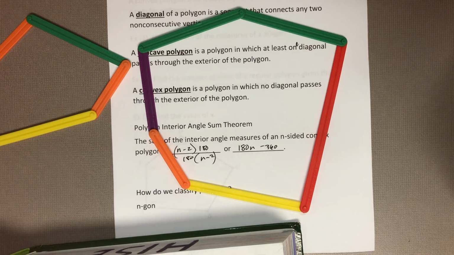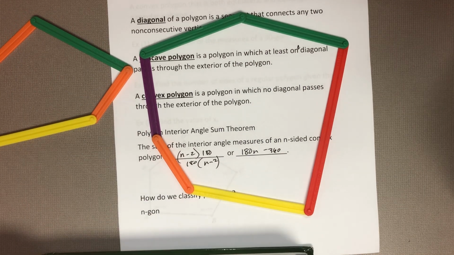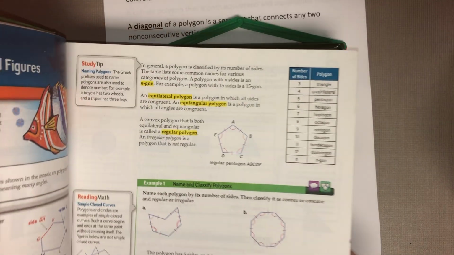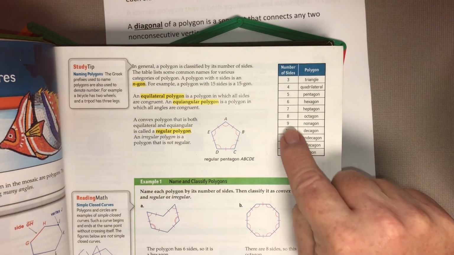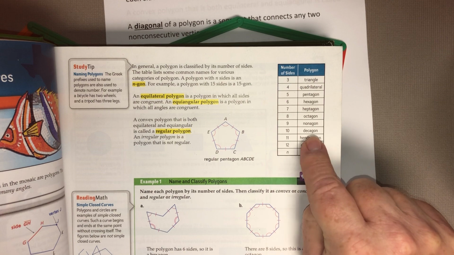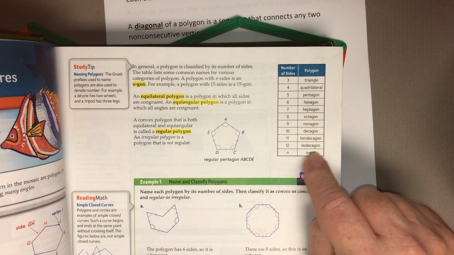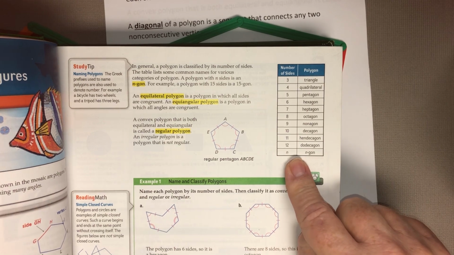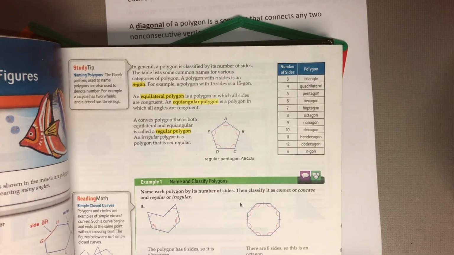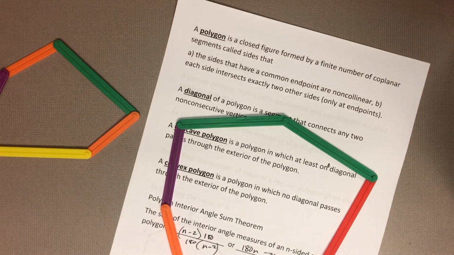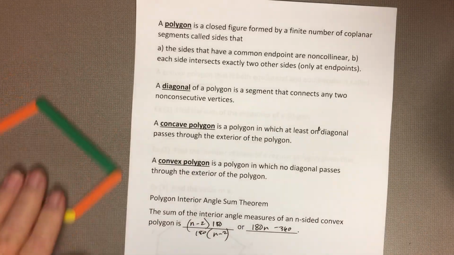Here's your hexagon. And an octagon is 8 sides, and those are on your page 57 in your textbook. A nonagon is 9, a decagon is 10, a hendecagon is 11, a dodecagon is 12, and anything greater than 12 sides, for instance a 13-sided polygon, we call a 13-gon. All right, so let's move on.